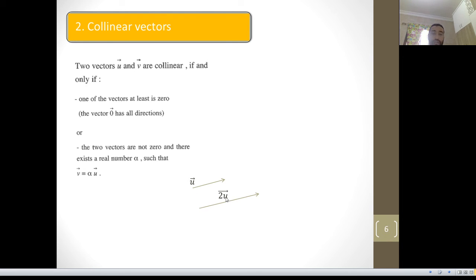So u and 2u have the same direction and the same sense, but the magnitude of 2u is twice the magnitude of u. But u and 2u are collinear. They are called collinear. Why? Because they are parallel like this. Minus 3u also is another vector having the opposite sense but the same direction, so it is parallel to this. So those three vectors are collinear.